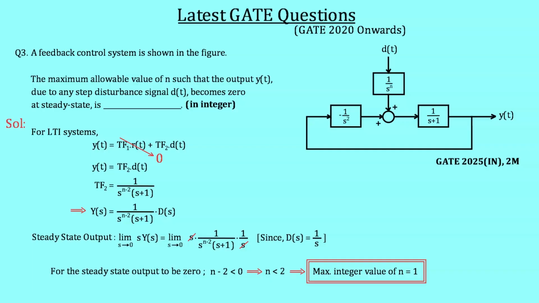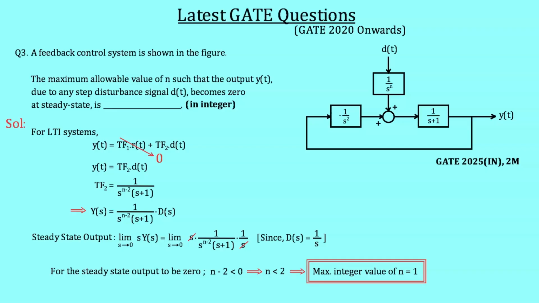This question is actually a very good question. For LTI systems, we know that due to the additivity property of linear systems, the output is equal to the summation of different inputs along with their respective transfer functions. In this question, since we have to find the output corresponding to the step disturbance signal only, we can assume the input signal is actually equal to 0.